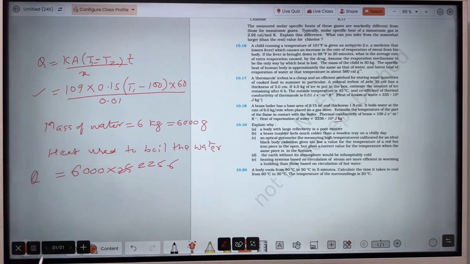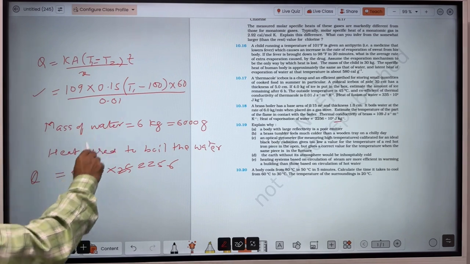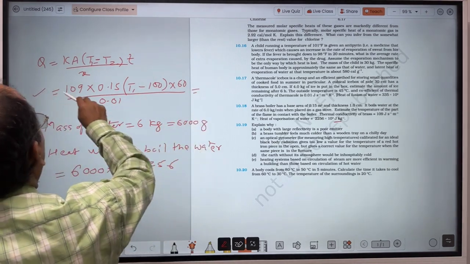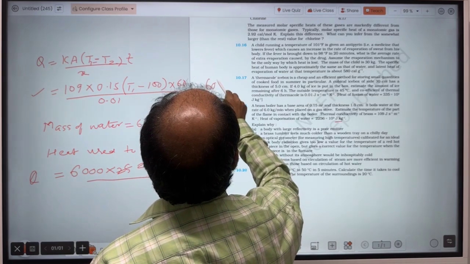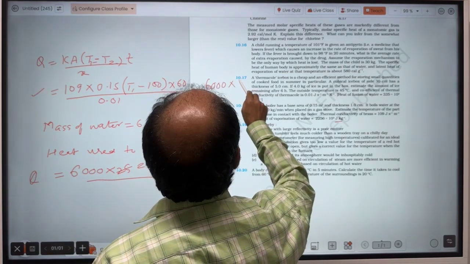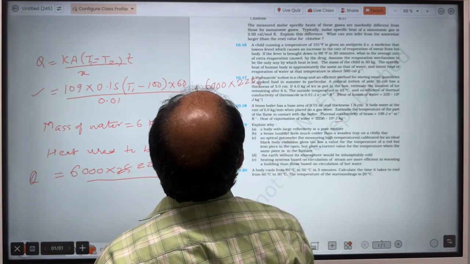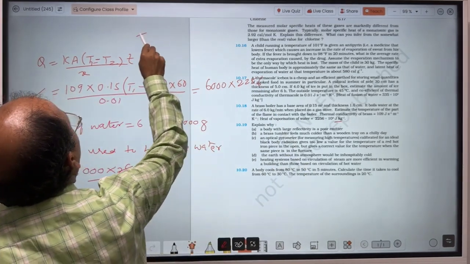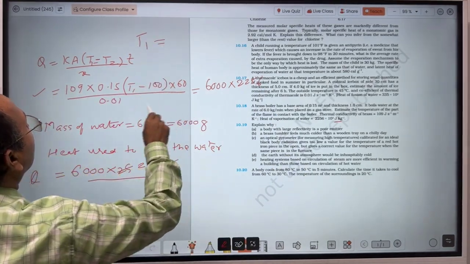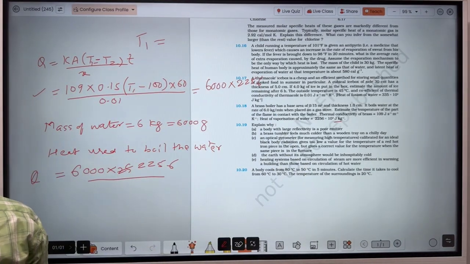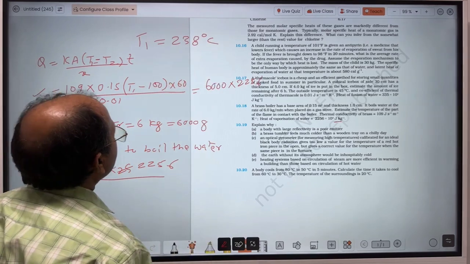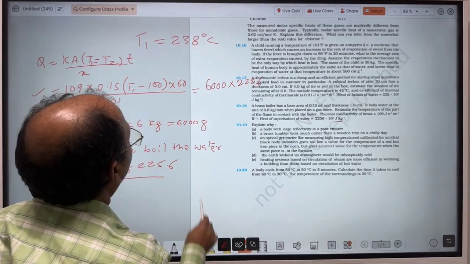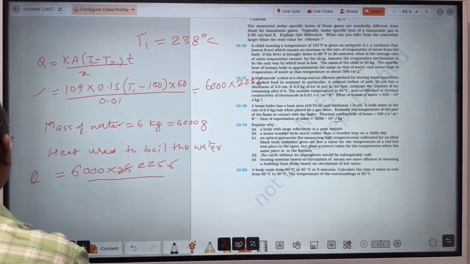You can equate. So if you equate, what do you get? You can write this value here. You take this value here, 6000 multiplied by 2256, right? Our concern is to get T1. Just evaluate it. You will get around 238 degrees centigrade. Calculation is your part, that is why I'm not doing it. I think you can easily do it.